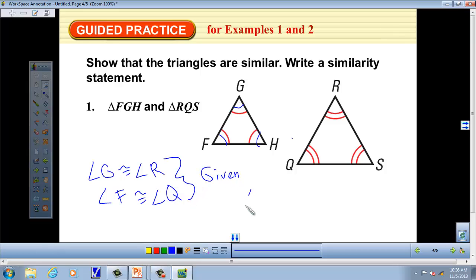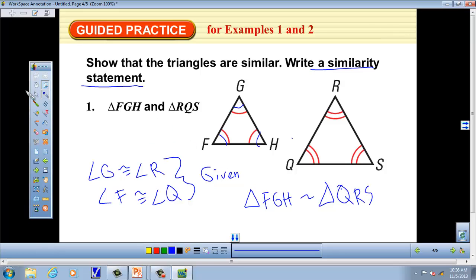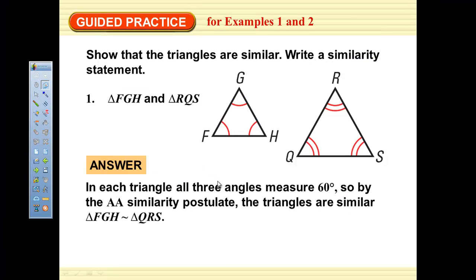And so the two triangles, remember, a similarity statement is writing triangle blah blah blah is similar to triangle blah blah blah. So we could call it F, G, H, and it really doesn't matter the order for the second one in this case, because they're all congruent angles, but we'll call it QRS. They called it something different, but that's fine. Okay, FGH, QRS.